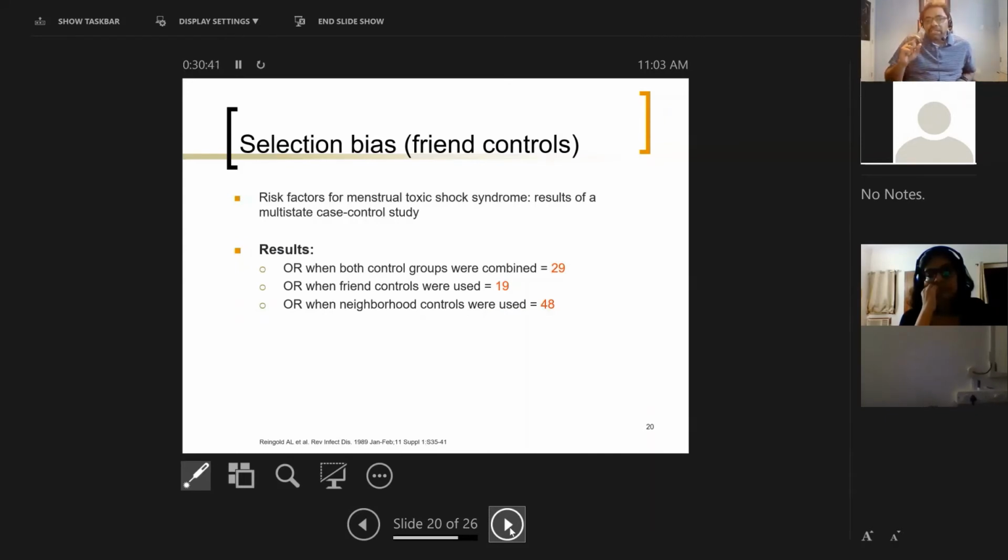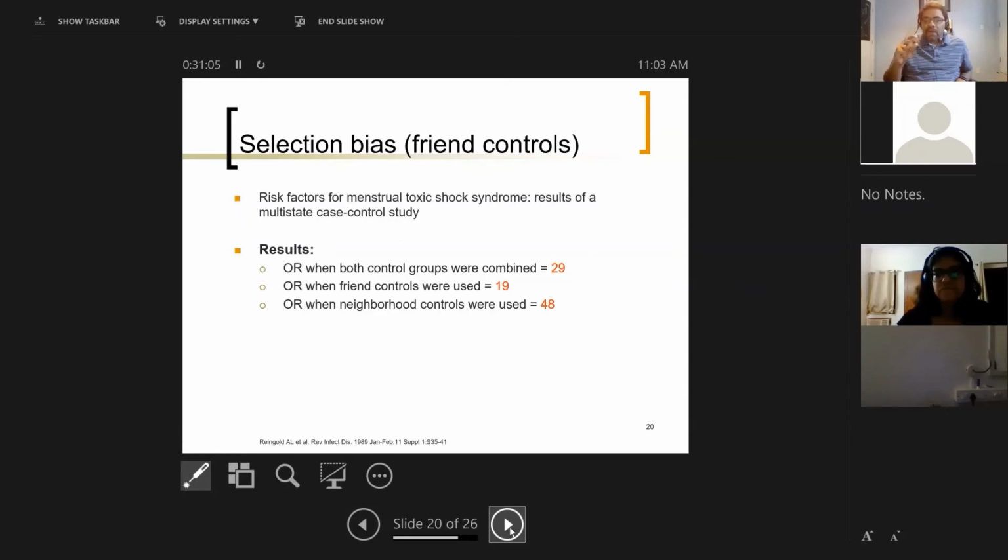The odds ratio when both types of control groups were combined was 29. In other words, women who used tampons had a 29-fold higher odds of developing toxic shock syndrome. Okay, so very powerful association. This and other case studies absolutely demonstrated the link between tampons and toxic shock syndrome.